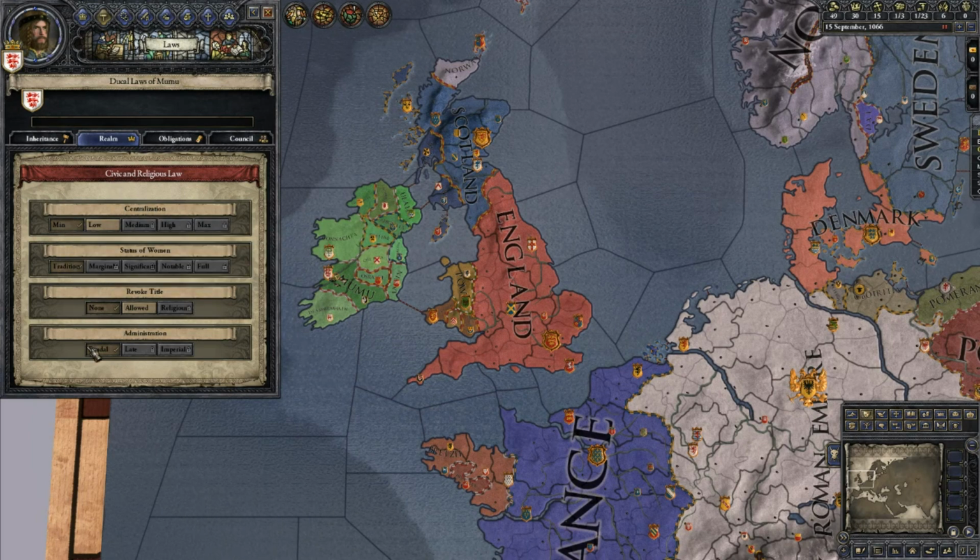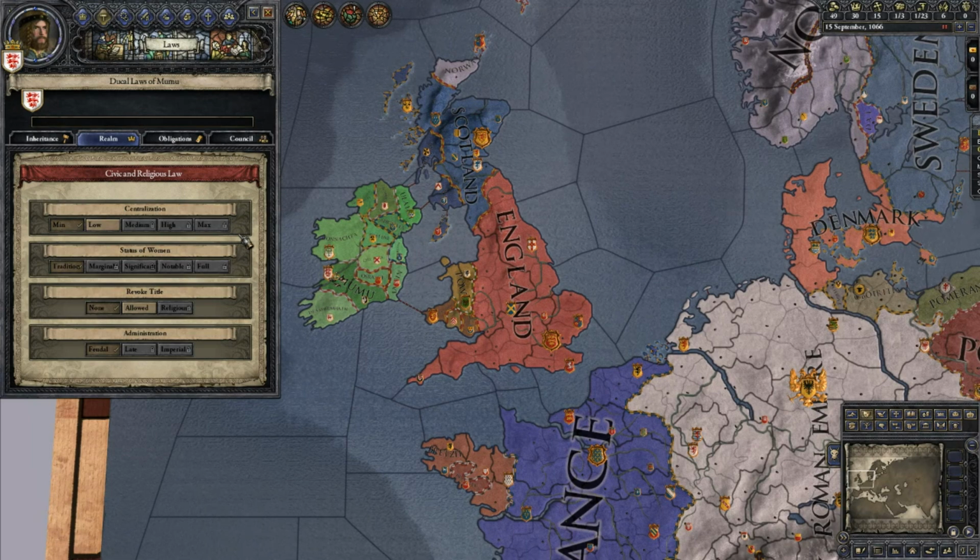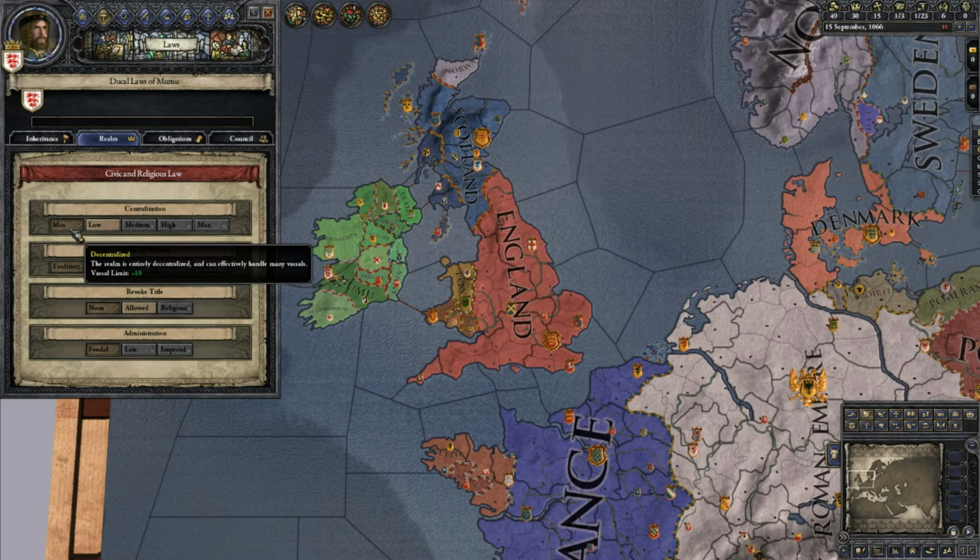Typically, you will start off on the left of any of these sliders, and you'll try to move to the right. Sometimes you don't necessarily want to go to the right. Either you don't need to, or it might not benefit you. So centralization, for example, you start off on low, decentralized. The realm is entirely decentralized and can effectively handle many vassals. Your vassal limit is +10. And you're saying, wow, this is the beginning? You get a plus already? Yeah, you do, but it's a scale, right?